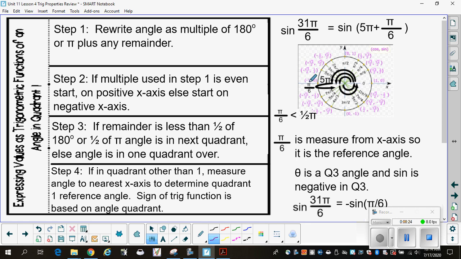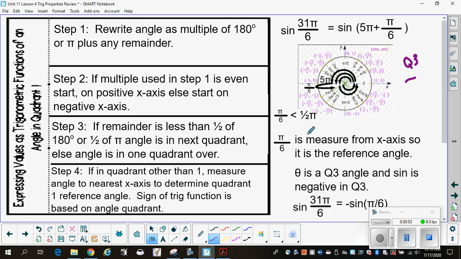Now, once I start here, if the remainder is less than half of 180 or half of pi, which 1 pi over 6 is less than a half, I'm going to go in the next quadrant. Okay, so I'm in quadrant 3. If this had been 5 pi over 6, I would have jumped to quadrant 4. But it's 1 pi over 6, so I'm in quadrant 3. So now I know that 31 pi over 6 is a quadrant 3 angle. I also know that my answer is going to be negative because sine is negative in the 3rd quadrant.